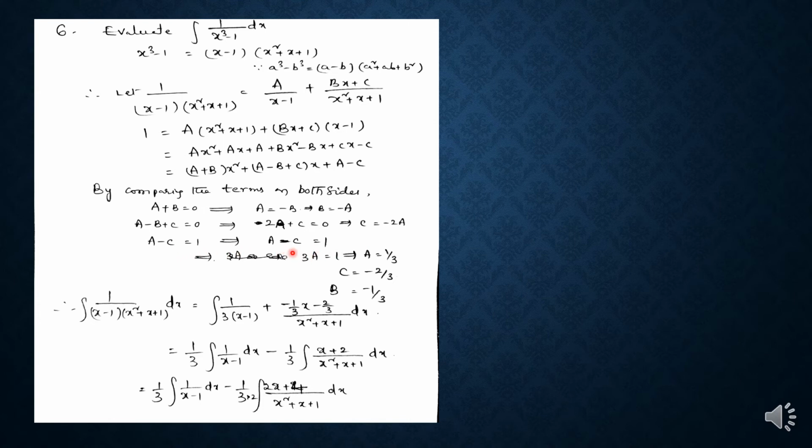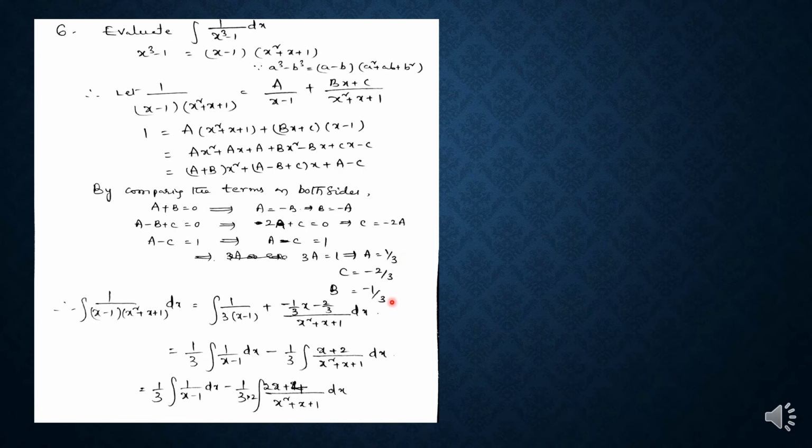that is, by putting c = −2a, that becomes 3a = 1, a = 1/3, and b = −a, that is b = −1/3, c = −2a, that is c = −2/3. So we got these three values: a = 1/3, b = −1/3 and c = −2/3.